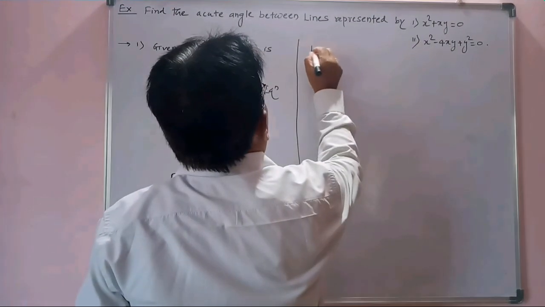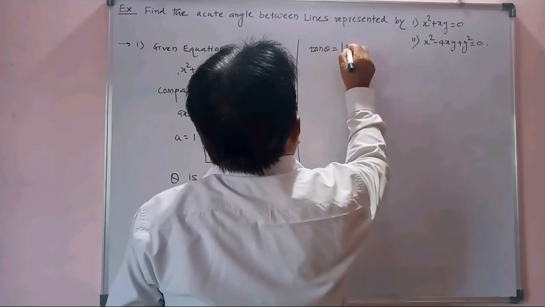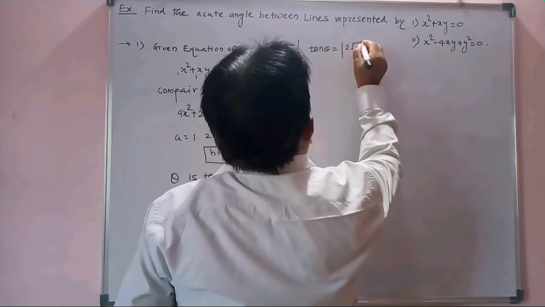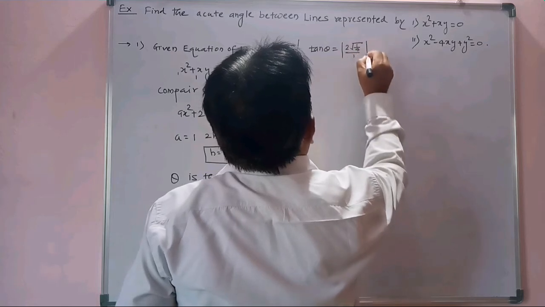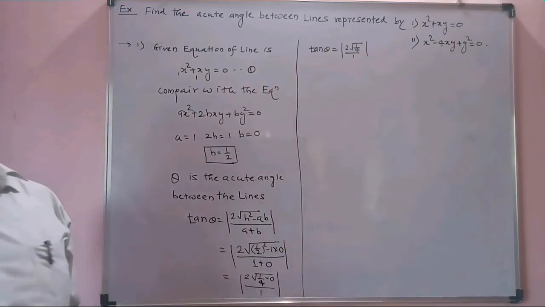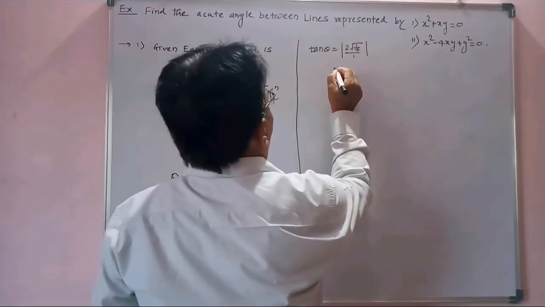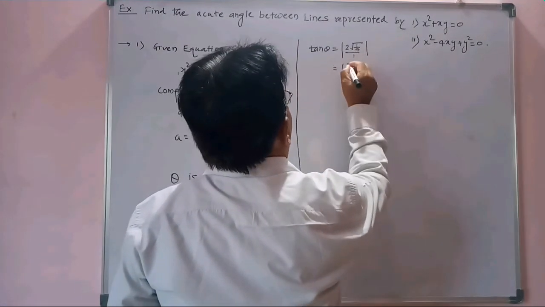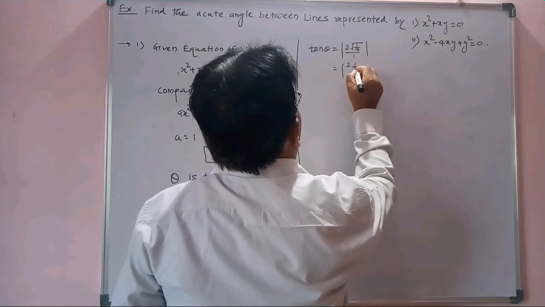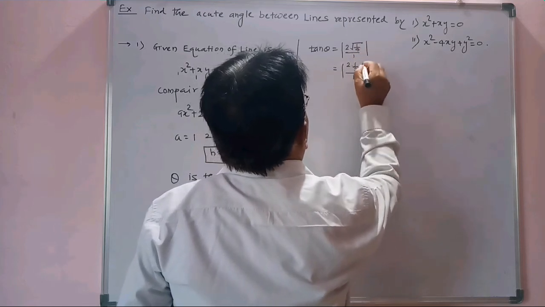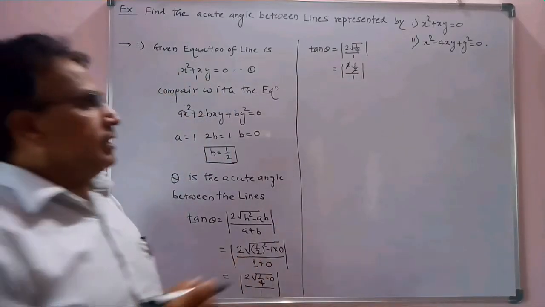Therefore, tan theta equal to mod of 2 into root 1 by 4 minus 0, which is 1 by 4, divided by 1 as it is. Tan theta equal to 2 into root 1 by 4 divided by 1. The square root of 1 by 4 is 1 by 2, totally divided by 1. This 2 and this 2 cancel. 1 divided by 1 means 1. Tan theta equal to 1.